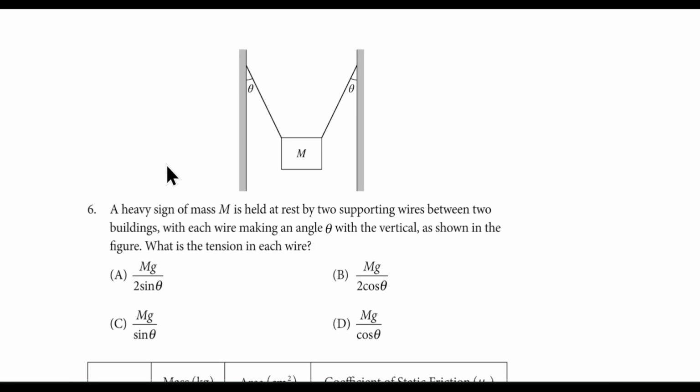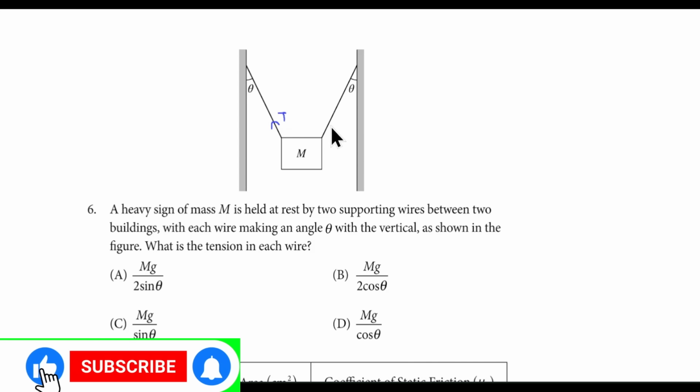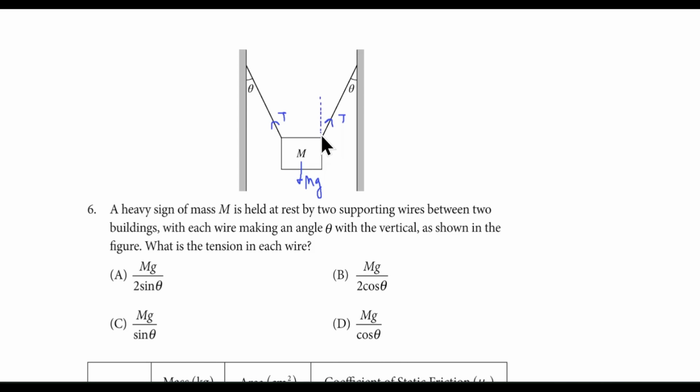A heavy sign of mass M rests by two supporting wires between two buildings, making an angle theta. What is the tension in each wire? Since the figure is symmetric in nature, I'm going to say that the tension is the same in both the pieces at an angle, and obviously there is an mg. So this is the FBD. Doing a little bit of geometry here, if I draw this dotted line, then this angle will also be theta because they are alternate angles, right?